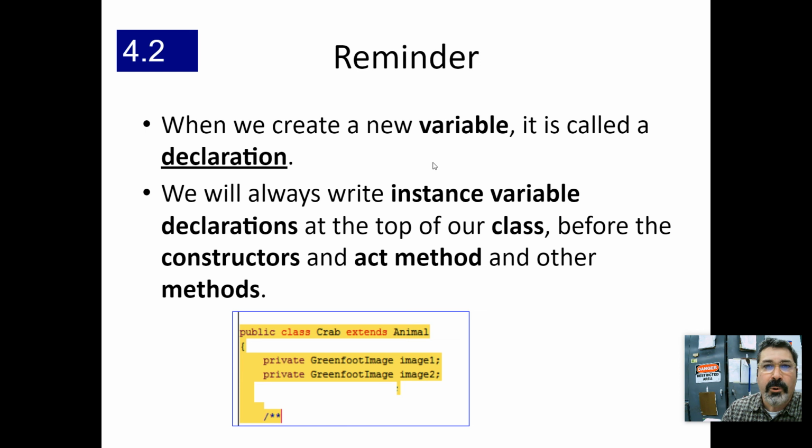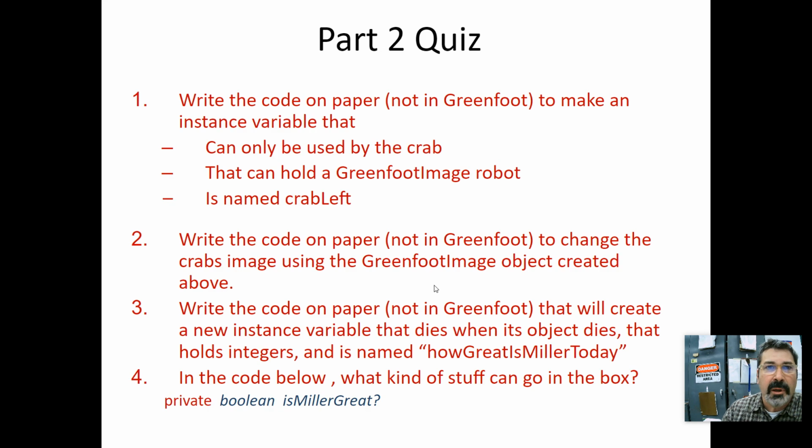When we create a new variable, it is called a declaration. So private Greenfoot image1 is an instance variable declaration. We will always write instance variable declarations at the top of our class before the constructors and the act method and other methods. Okay, here's the quiz.